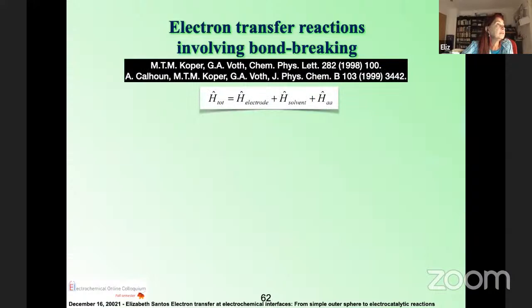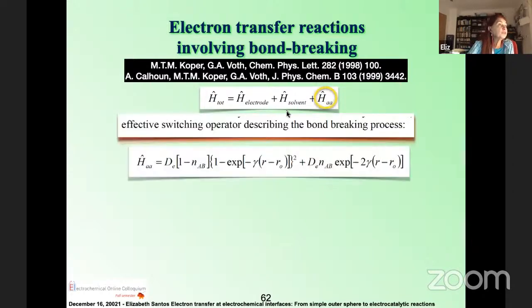Later, Koper introduced a treatment of the system with a Hamiltonian, but put an effective switching operator for the interaction between the atoms of the molecule.